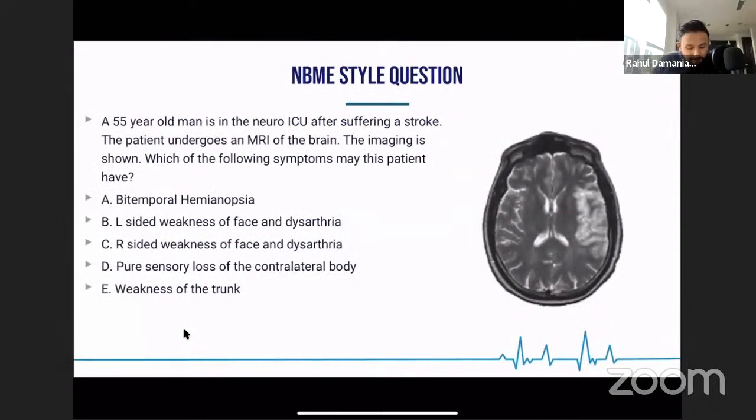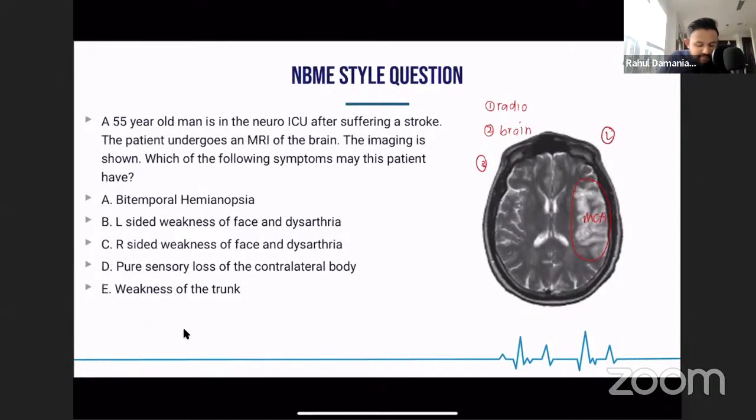All right, continuing on. A 55-year-old man is in the neurological ICU after suffering a stroke. The patient undergoes an MRI of the brain. The imaging is shown. So this is going to be a radiographic image of what? Of the brain. Look for normal, abnormal, or asymmetry. And we see that there is an asymmetric hyperenhancing lesion right in the left MCA territory.